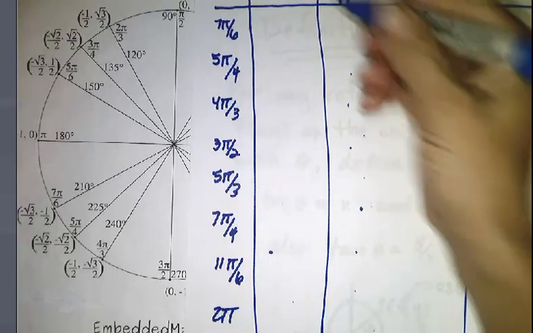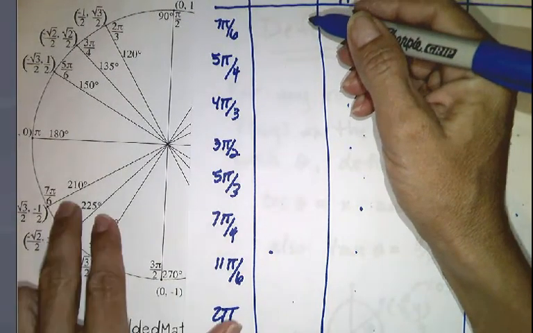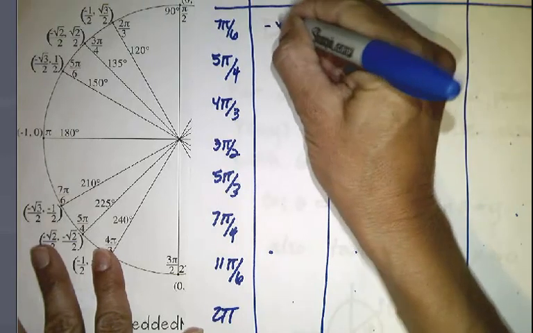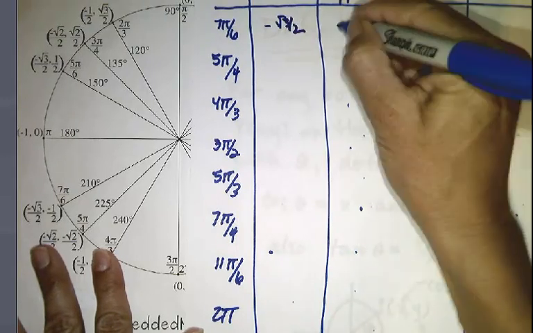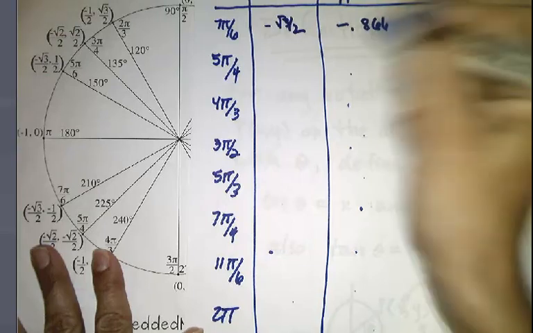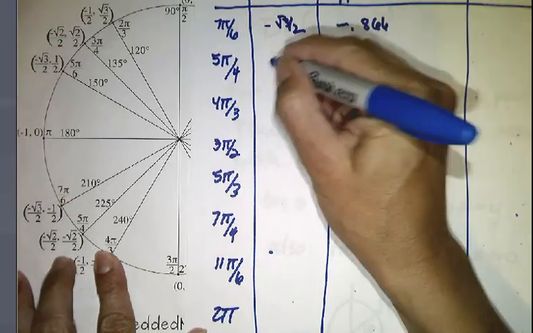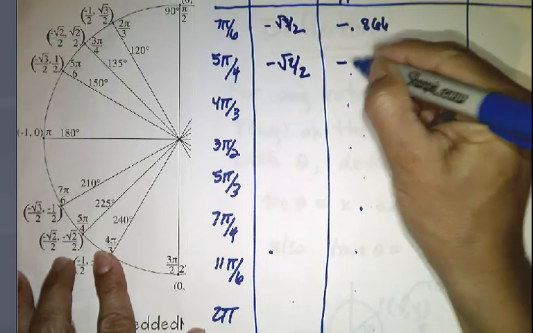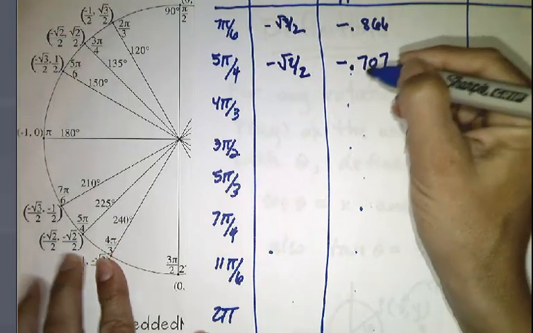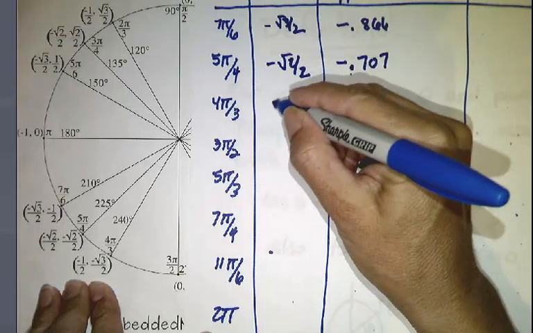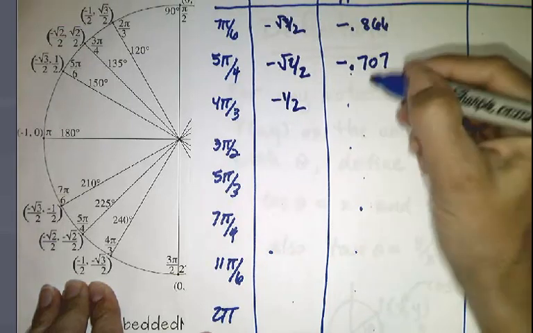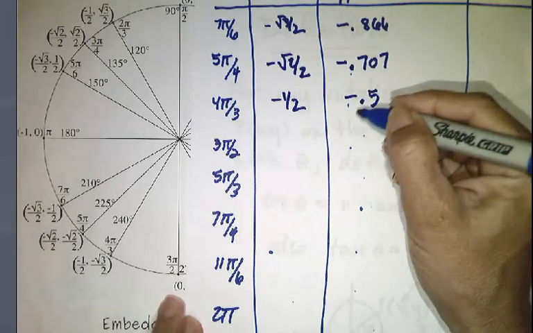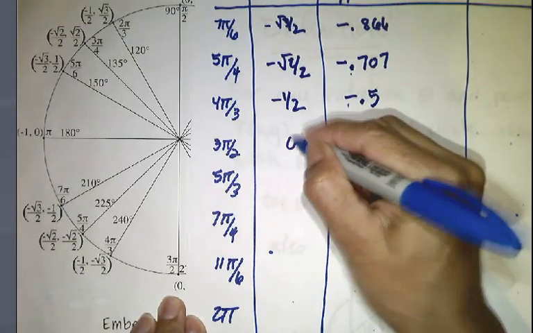All right, let's see what happens. When we are at 7 pi over 6, the cosine of 7 pi over 6 is negative square root of 3 over 2, which is about negative 0.866. 5 pi over 4 gives negative square root of 2 over 2, which gives about negative 0.707. 4 pi over 3 gives exactly negative 1/2, which gives me negative 0.5. 3 pi over 2 gives me 0.